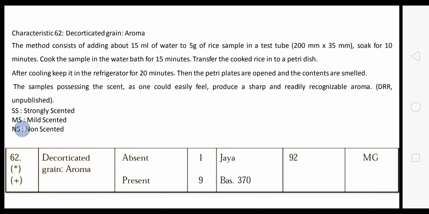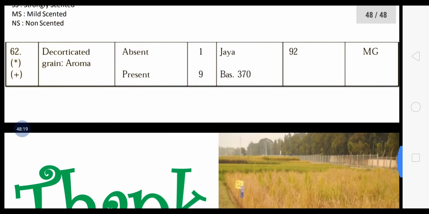The samples possessing the scent, as one could easily feel, produce a sharp and readily recognizable aroma, scored as strongly scented, mild scented, and non-scented, or it may also be scored as absent and present. Absent kind is Jaya and other conventional kinds, and presence is Basmati kinds.